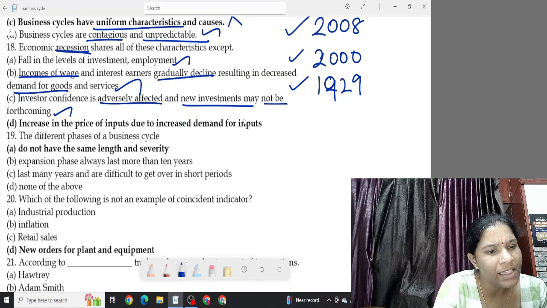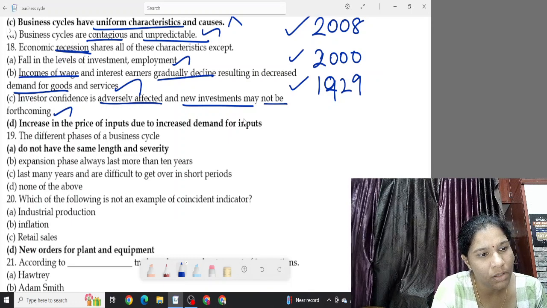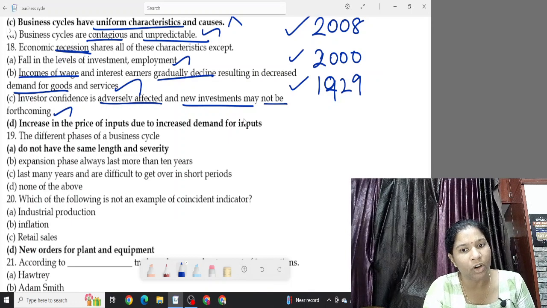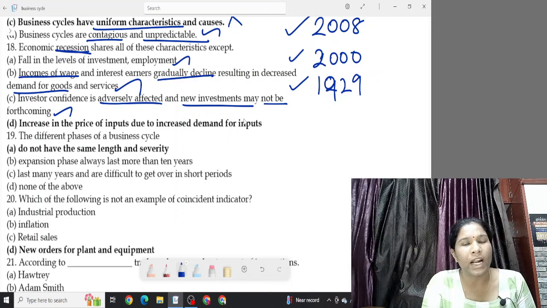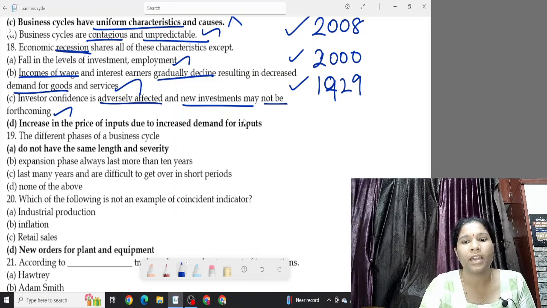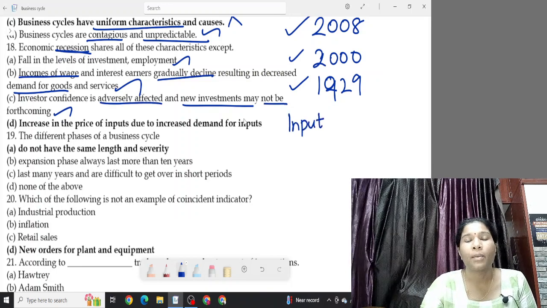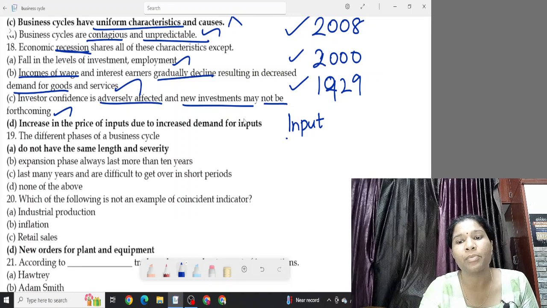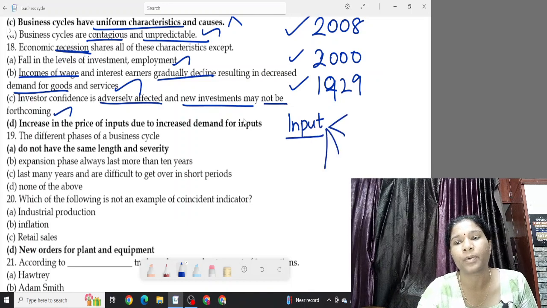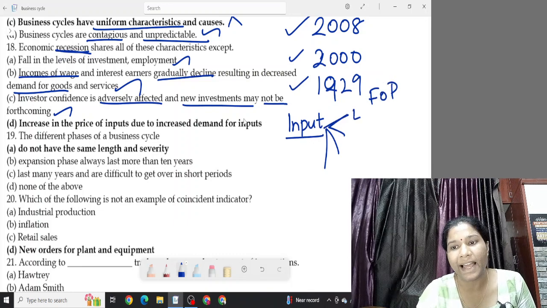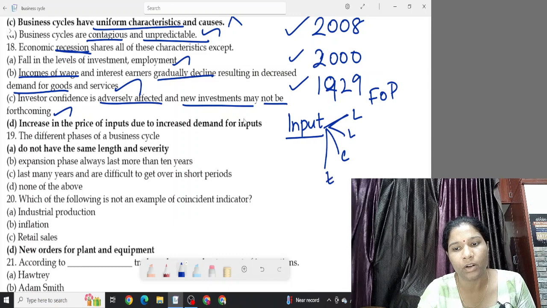And then, increase in the price of inputs due to increased demand for inputs. See, first of all, you should understand what you mean by input. I have already taught you, but you should not get confused in the examination hall, because 5 marks is very important to us. What do you mean by input? Input can be divided into 4. It is called factors of production. Input means factors of production: land, labor, capital, entrepreneur.